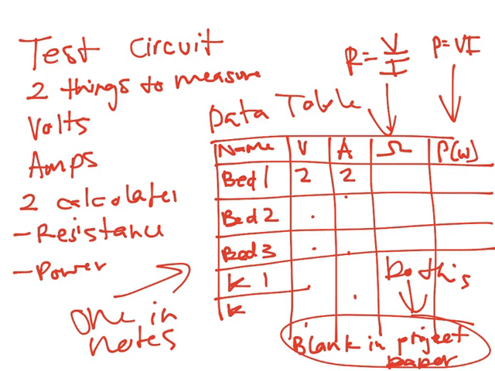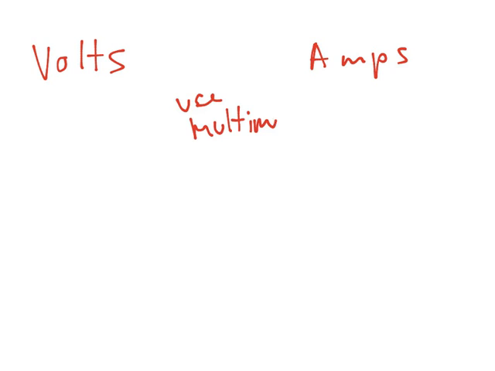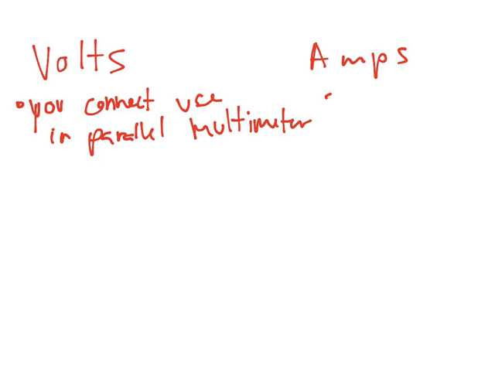Alright, next, for actually measuring your volts and your amps. So, when you're measuring volts and when you're measuring amps, you are both using a multimeter. However, in volts, you connect in parallel. For amps, you connect in series.